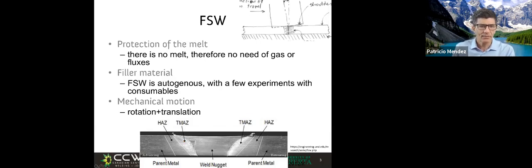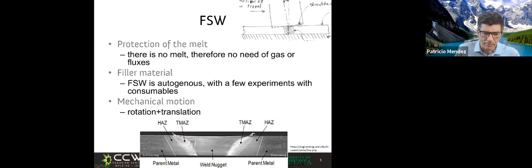And in this case, you have a mechanical motion that is rotation and translation. The tool is rotating around this axis, and it's also translating and making the weld. Here you get to see the weld nugget, the heat affected zone that is not deformed, and then the thermomechanically affected zone in which there was intensive deformation. The weld nugget is where the pin was, and there is even much higher deformation.